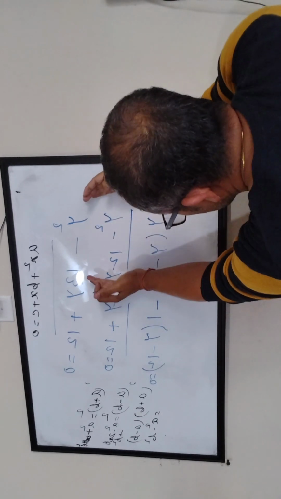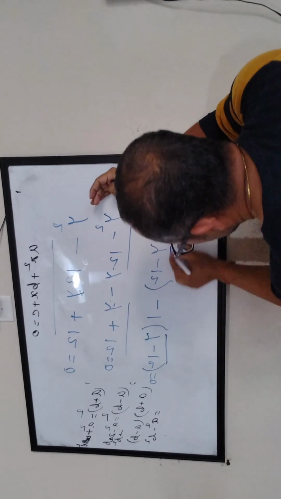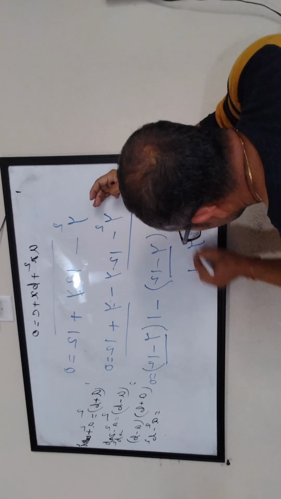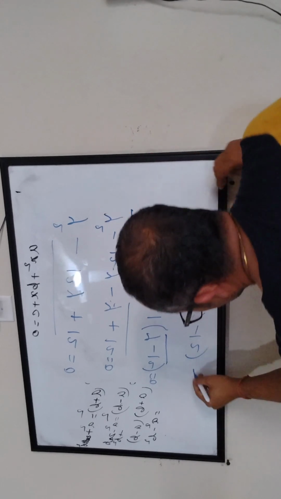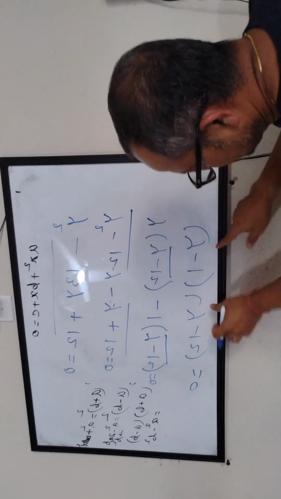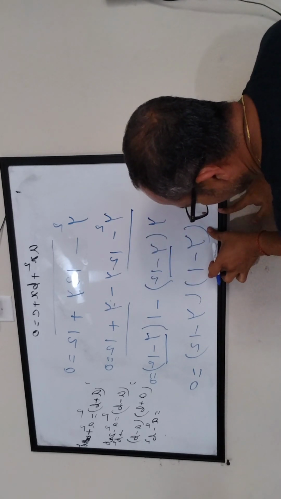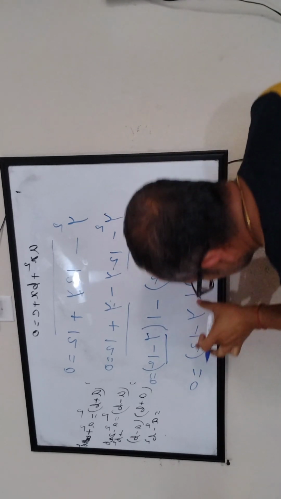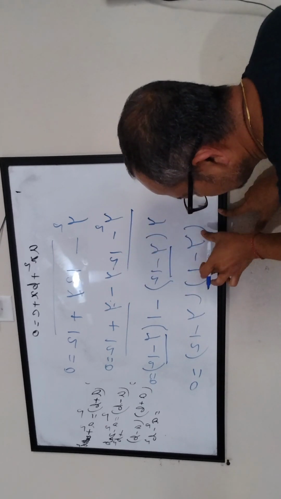When you take y out of these two, you see y minus 12 is common in both. So it becomes y minus 1 into y minus 12. If you got this, that means this equals 0 or this equals 0. When y minus 1 equals 0, y becomes 1. When y minus 12 equals 0, y becomes 12. So the possible values of y are 1 and 12.